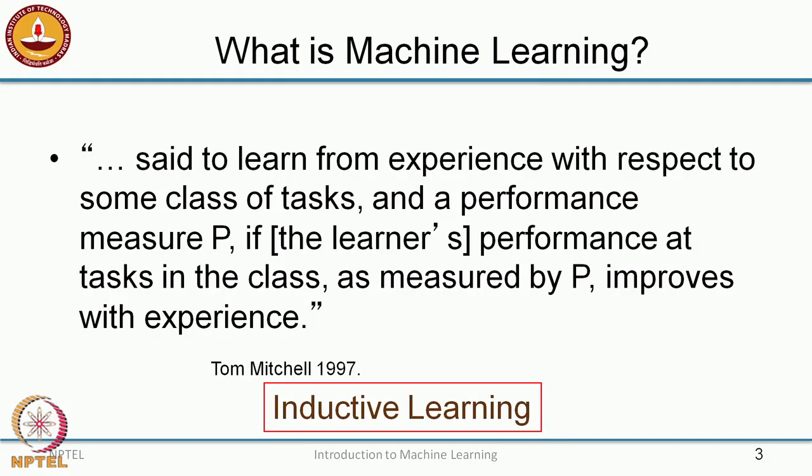I'll start off with a canonical definition put out by Tom Mitchell in '97. So a machine or an agent, I deliberately leave the beginning undefined, because you could also apply this to non-machines like biological agents. An agent is said to learn from experience with respect to some class of tasks, under performance measure P, if the learner's performance at tasks in the class as measured by P improves with experience.